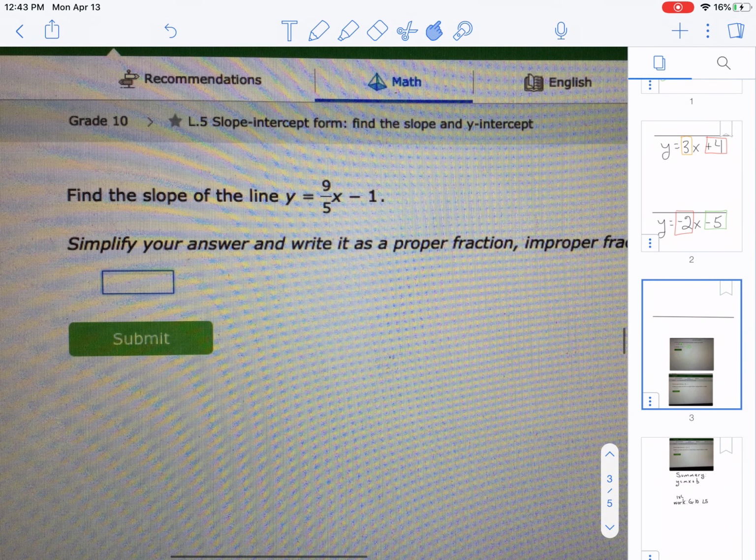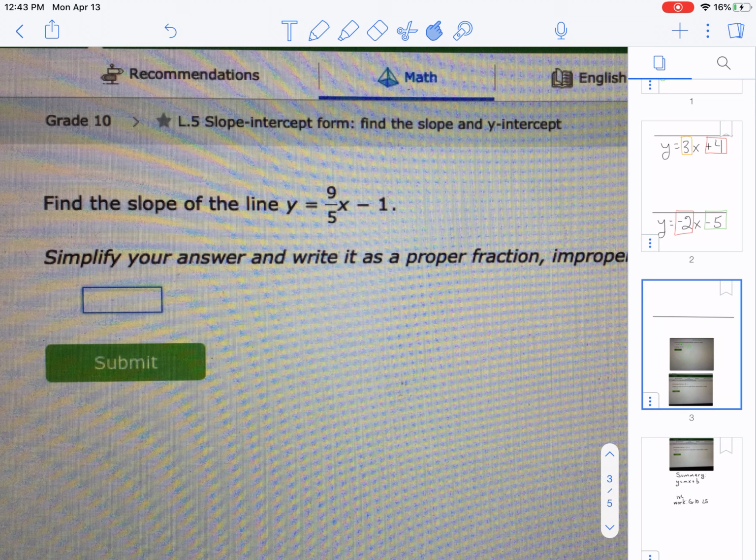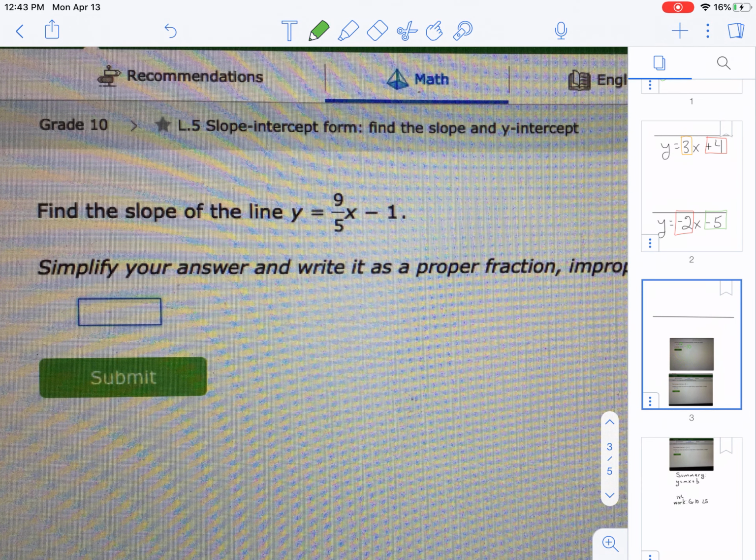Another example from IXL, it says find the slope of the line. The slope is the number in front of the x. You can see here the number in front of the x is 9 divided by 5, so the slope for this question is 9/5.